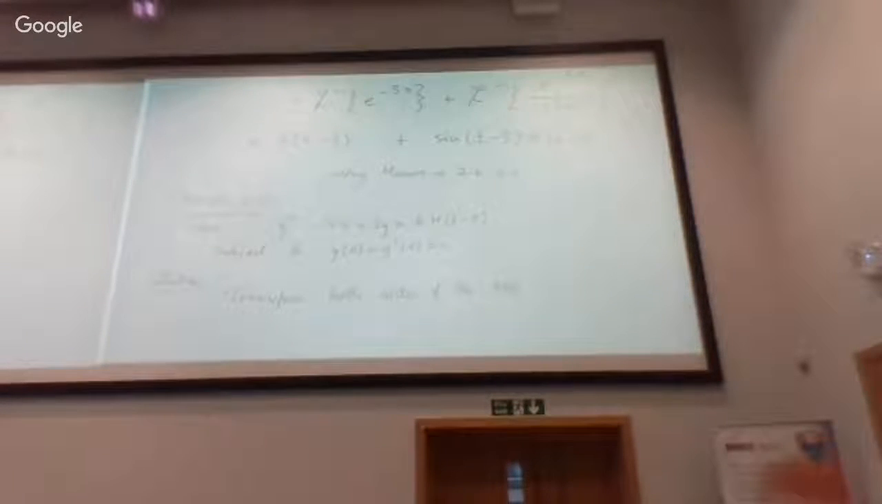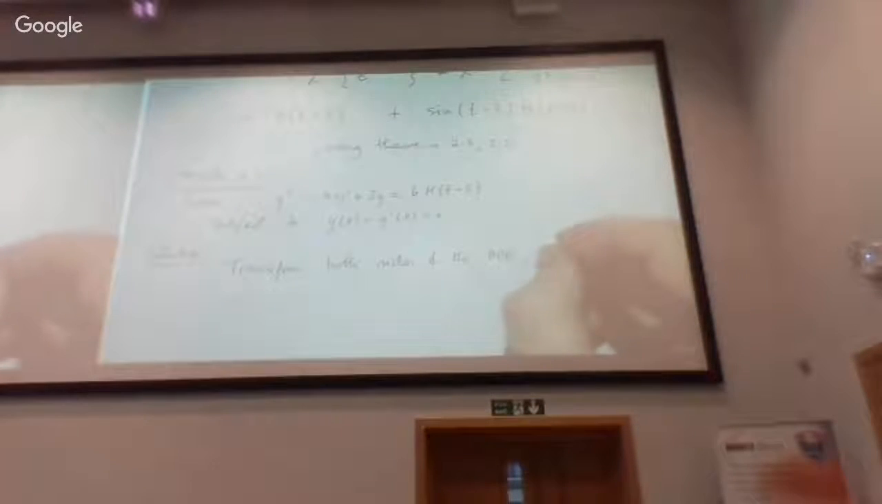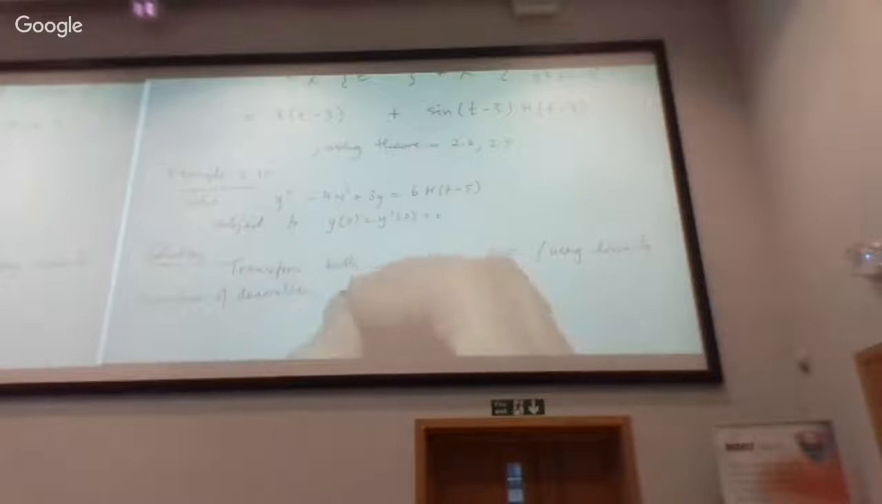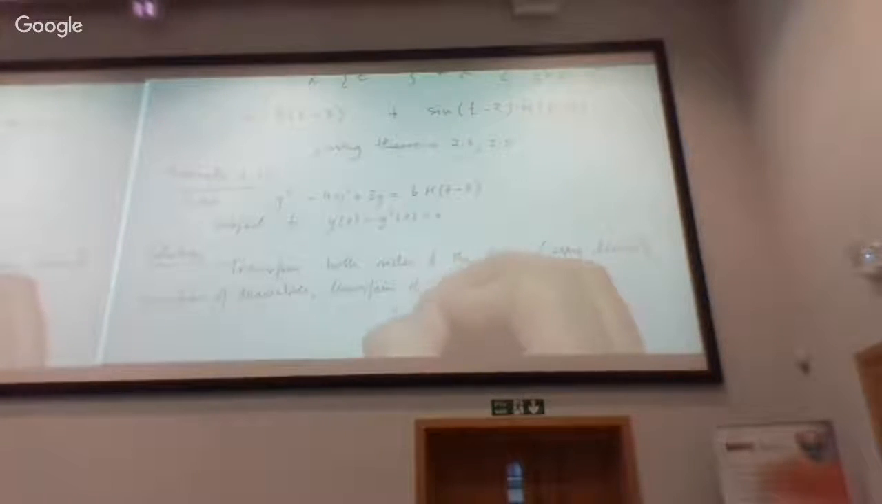Transform both sides of the ODE. Just put in brackets, again, the properties we're making use of: we're using linearity, the transform of derivatives property, and the new property about the transform of Heaviside. Okay, we're using all of these properties as we go.